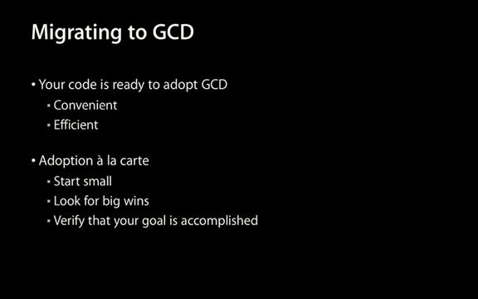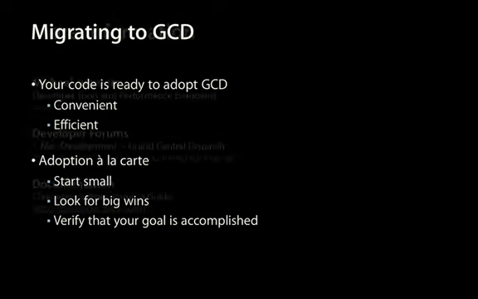That's migrating to GCD. Your code is probably ready to adopt today. You could find little sections here and there of either producer consumers or mutexes or signals or event sources that are just ready to adopt and strip away some code. It's convenient, it's efficient, and we'd like to remind you, it's a la carte. You can start small, find a little section here, give it a try, see how it works. We recommend that you try and look for big wins and see what happens. And just verify that your goal has been accomplished.